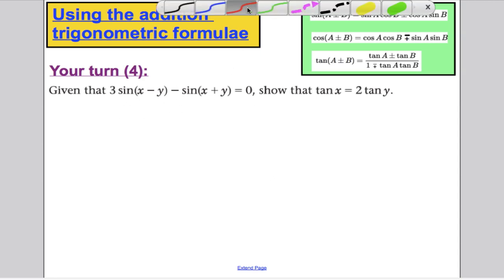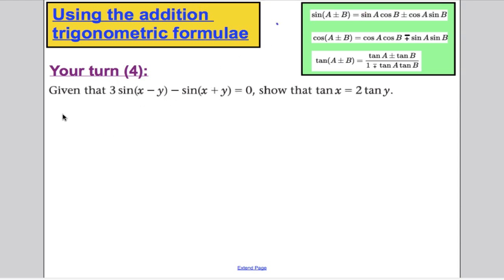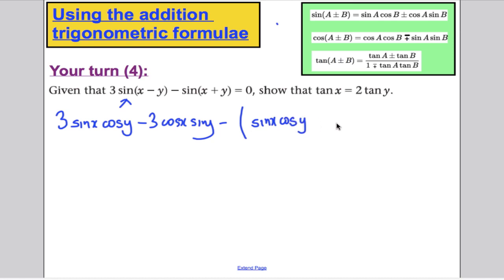Right, all you had to do was follow your instincts here, expand these out using the addition formulae. So that would have been 3 sine x cos y minus 3 cos x sine y for this. And this would have been subtract sine x plus y, which is simply sine x cos y plus cos x sine y. And you are told this is equal to 0.